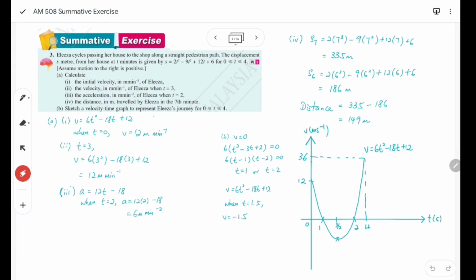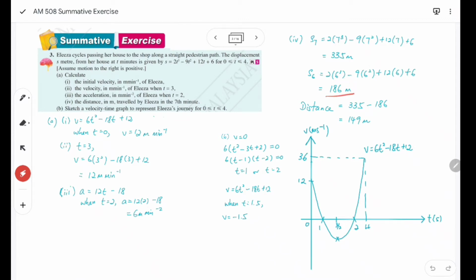So in the 7th minute, we need to find out the displacement when t equals to 7 and the displacement when t equals to 6. And we find the difference between these two times. So for t equals to 7, we get 2 times of 7 cubed minus 9 times of 7 squared plus 12 times of 7 plus 6. We get 335. And when t equals to 6, we get 2 times of 6 cubed minus 9 times of 6 squared plus 12 times of 6 plus 6.